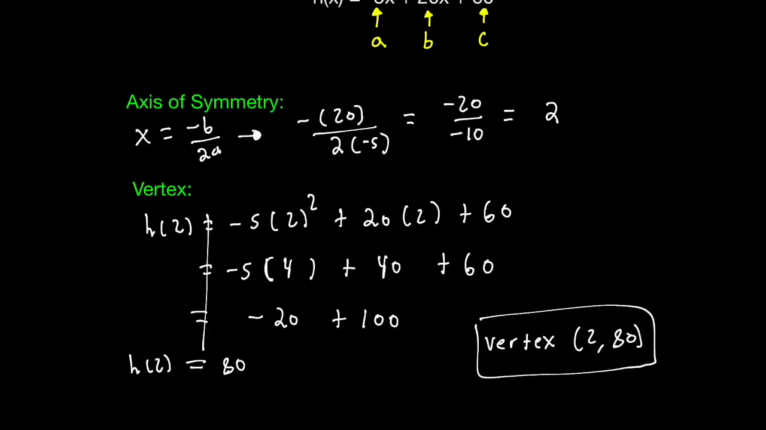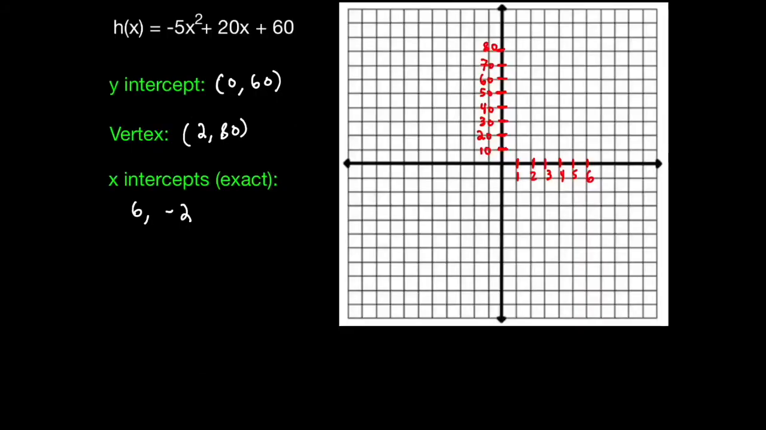And now we are ready to graph. To graph this function, I've scaled the y-axis by tenths. The x-axis are still scaled by ones. So I'm going to begin by plotting the y-intercept at 0, 60. And next I'm going to plot the vertex at 2, 80. So I'm going to go 2 and then go all the way up to 80. And my x-intercepts are at 6 and -2. So here is 6. And then -2 is going to be right here on the left.